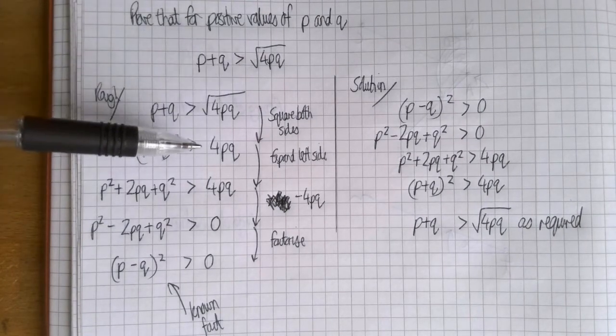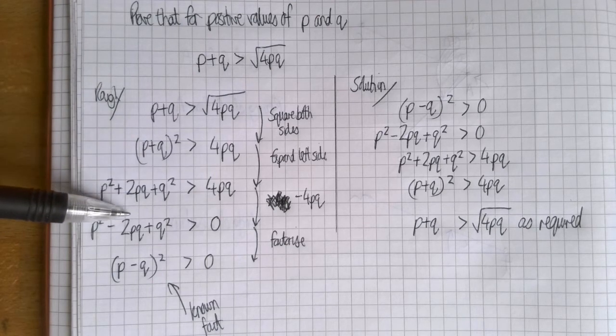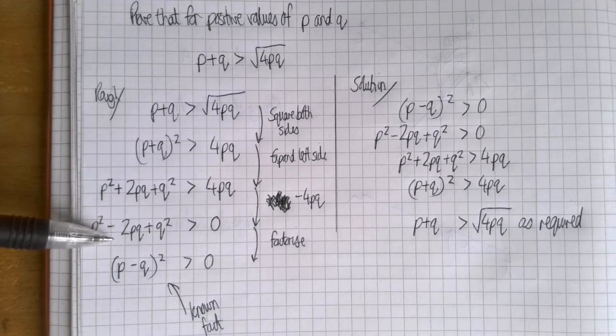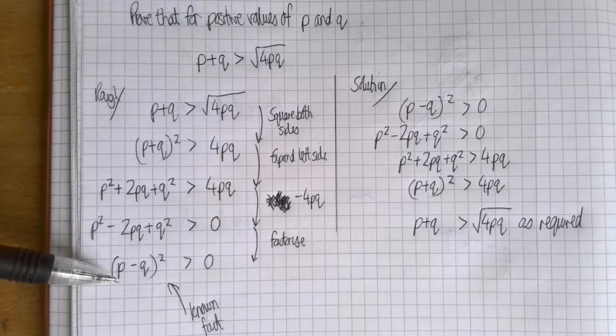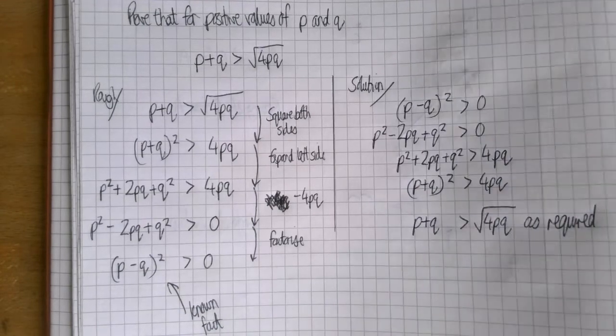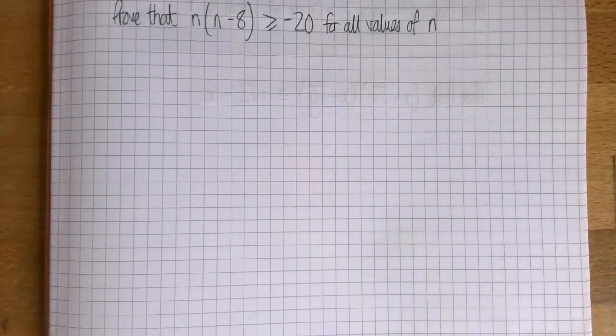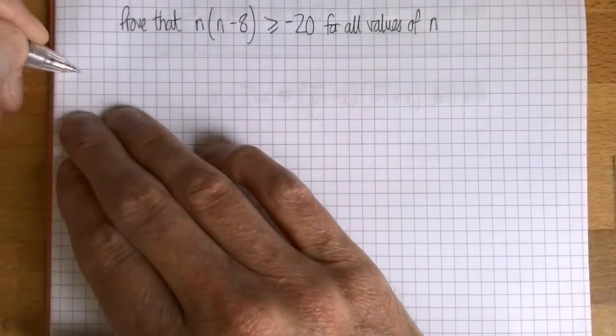So I squared both sides. I collected everything on the left-hand side and found that that gave me something I could factorise as a perfect square. And we know that anything squared is greater than or equal to 0. So it looks like this one is probably going to go that way. So let's do my rough working.